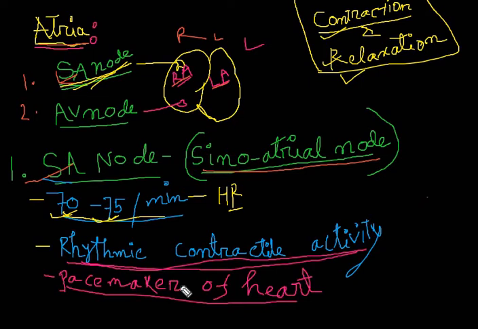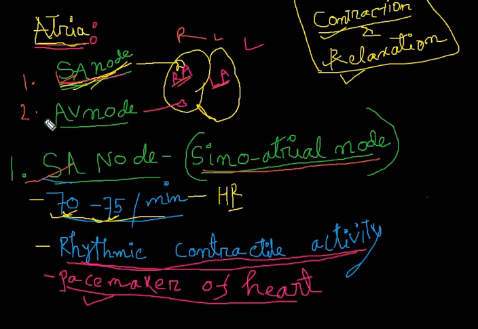What is the other name of SA node? The other name of SA node is pacemaker. SA node can be said to be the pacemaker of heart due to its ability to maintain rhythmic contractile activity of human heart. This is all about SA node of heart.